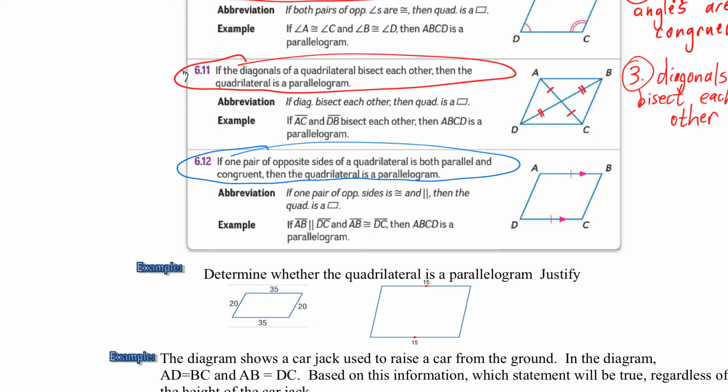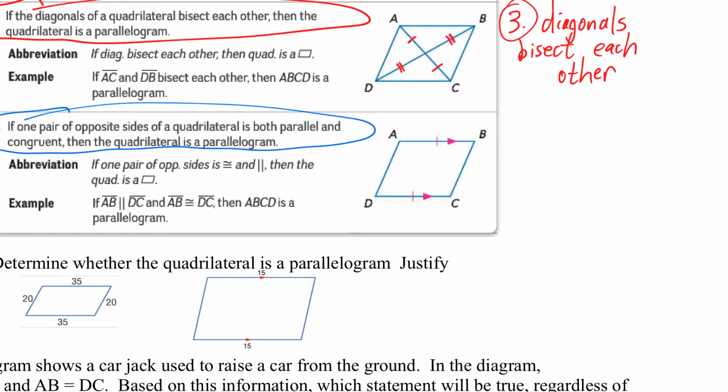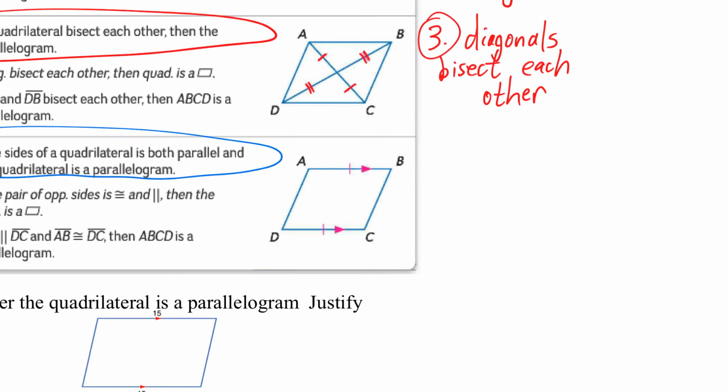If one pair of opposite sides of a quadrilateral is both parallel and congruent, then the quadrilateral is a parallelogram. Okay, good. So like what the picture shows right here. So you can see how these two sides are parallel, and also those same sides are congruent to each other, okay?